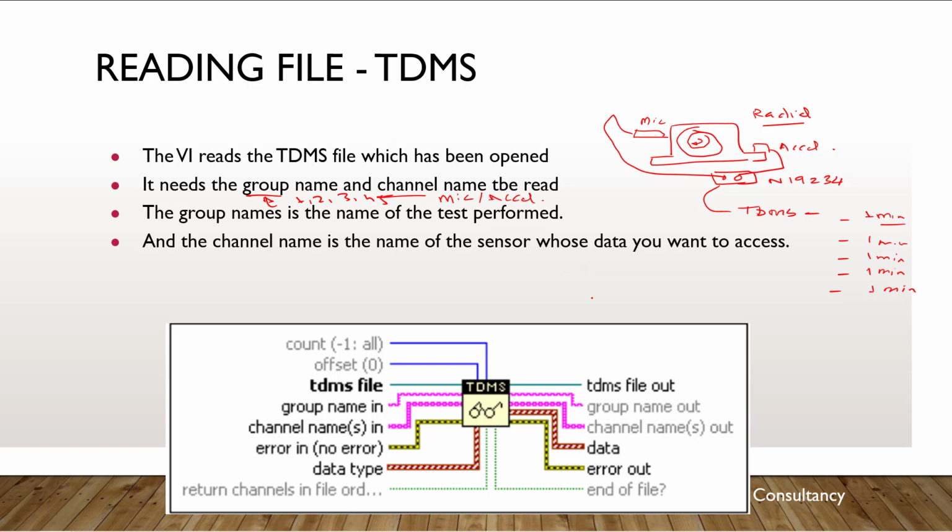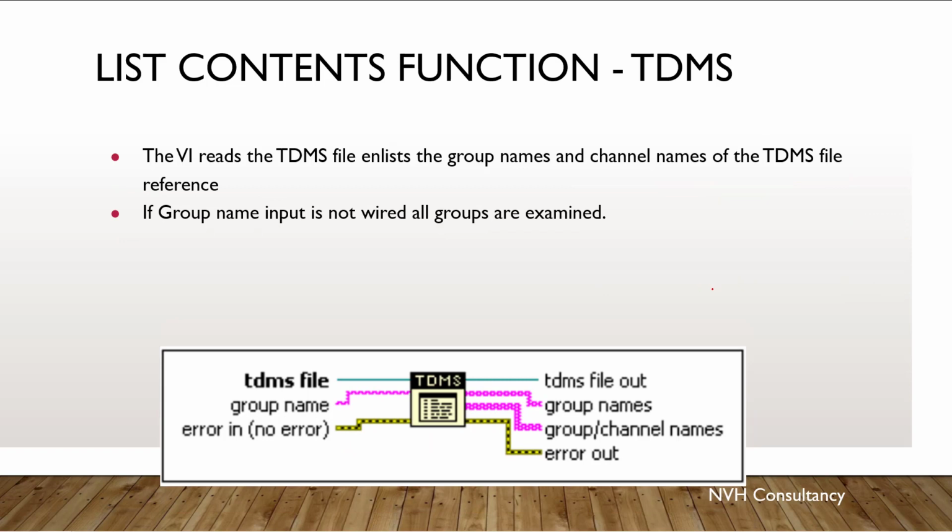Okay, so these are some of the important things that are needed for the TDMS file. The channel name is the name of the sensor whose data you want to access. The group name is the name of the test you have performed, so the number of times you are performing the test will be the name of that. Now the list contents function, that is in the TDMS, will list out all the group names and all the channel names that will be needed.